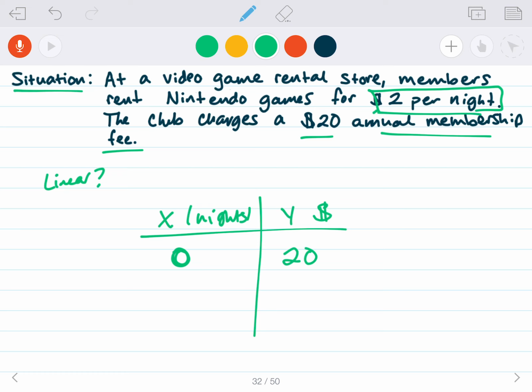Let's say that we rent video games for one night. So at one night, how much are we paying? Well, we're going to be paying the membership fee plus $2, right? Because we're only renting it for one night. So 20 plus 2 is going to be $22 that we're paying. And in a similar way, if we rent it for 2 nights, $2 per night is going to be 4 plus the original 20.